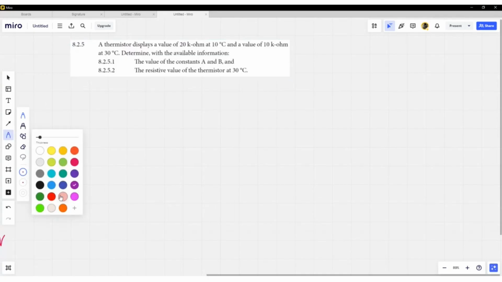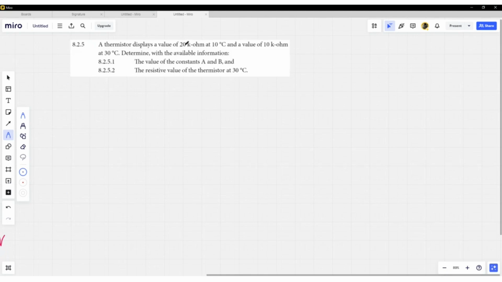This question does crop up very often in the exams, where we have a thermistor that has a value of 20 kilo ohms at 10 degrees C, and then a value of 10 kilo ohms at 30 degrees C. So we have two different operating conditions. In the first part of the question, we need to calculate what our constants A and B are going to be. We're given very minimal information, but we're at least given two operating conditions.